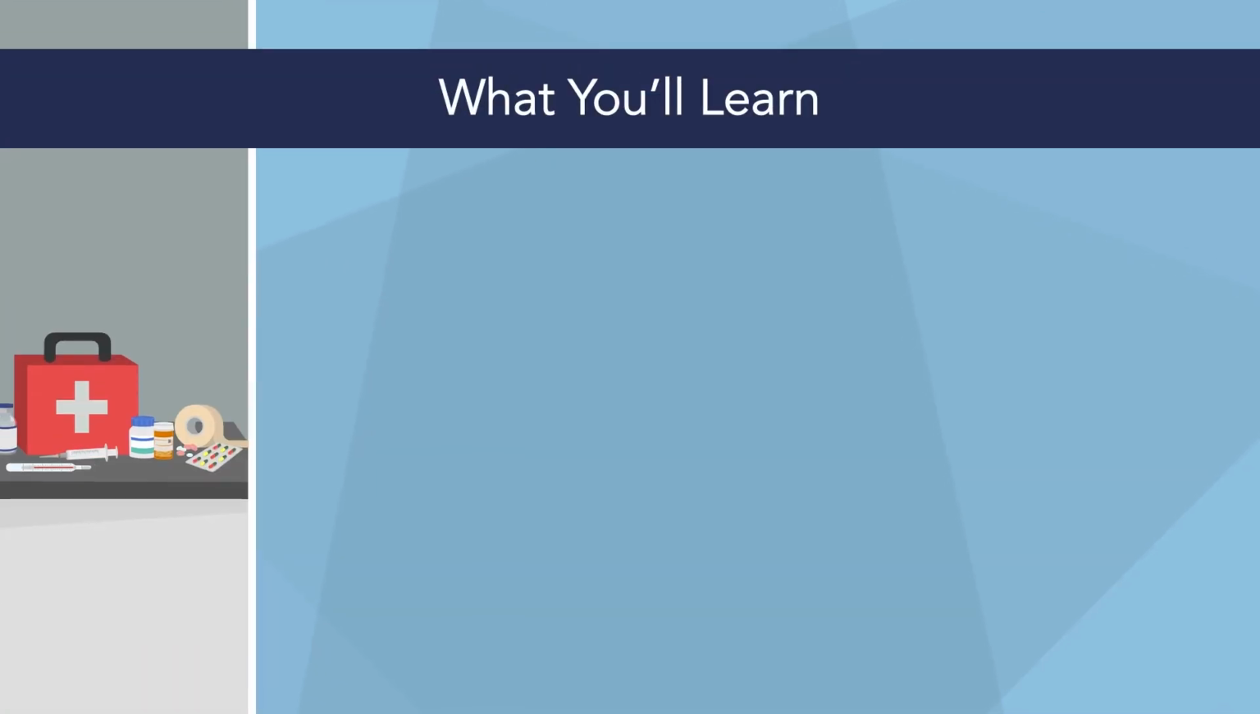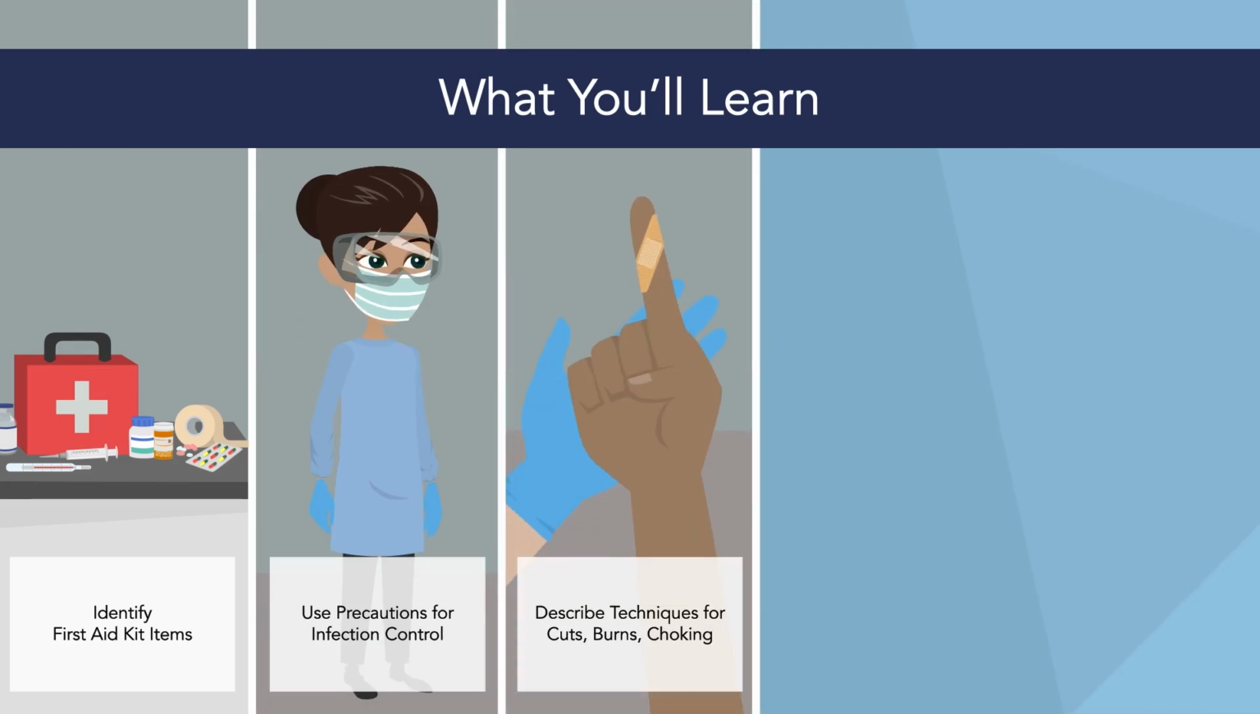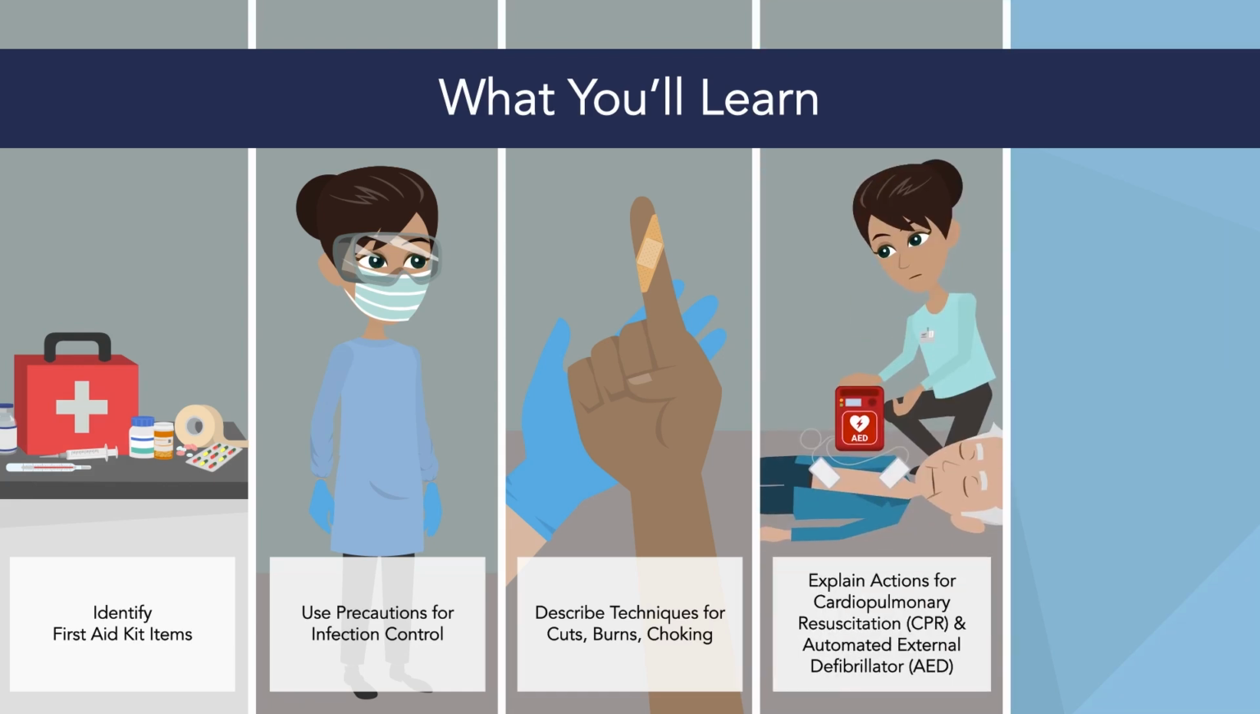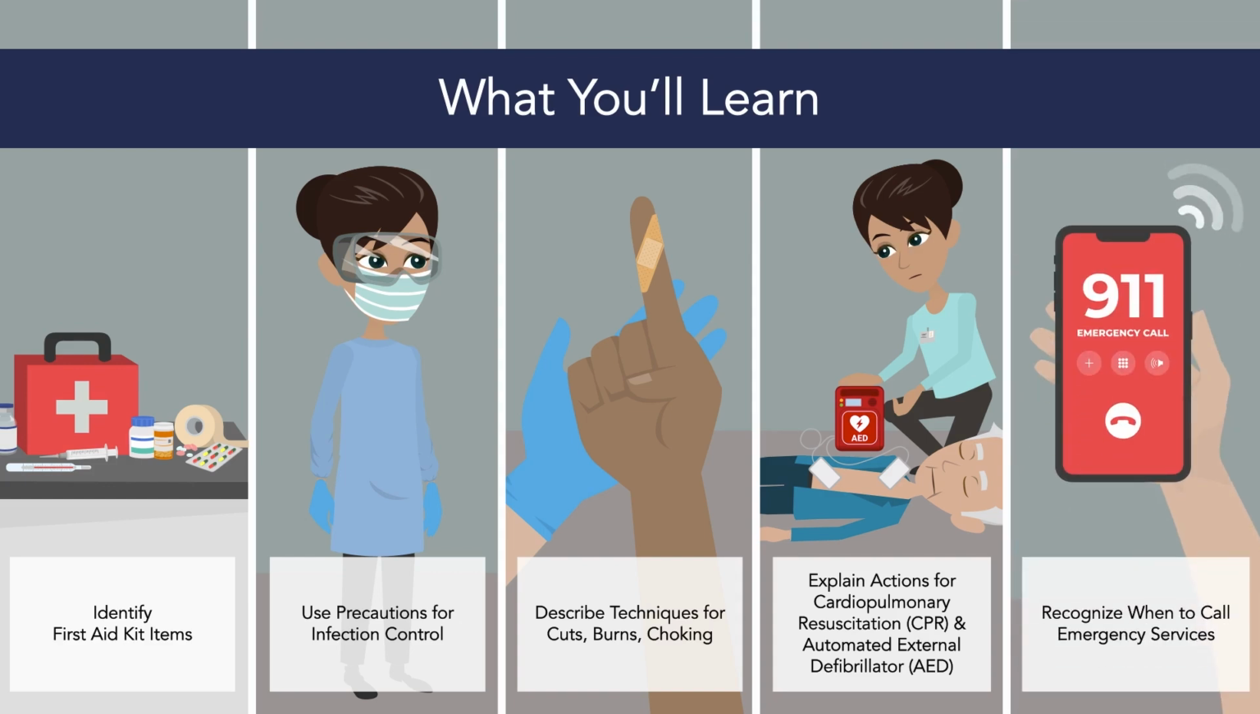By the end of this course, you will be able to identify key components of a first aid kit, use standard precautions to keep you and others safe from infection, describe basic first aid techniques for common emergencies such as cuts, burns, and choking, explain appropriate actions for cardiopulmonary resuscitation or CPR, and using an automated external defibrillator or AED. Recognize when to call for emergency services.